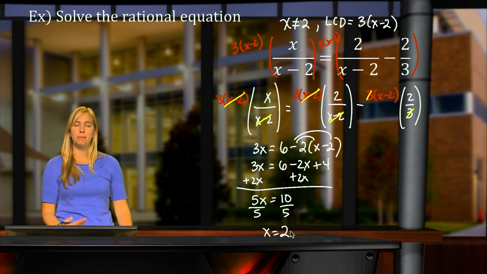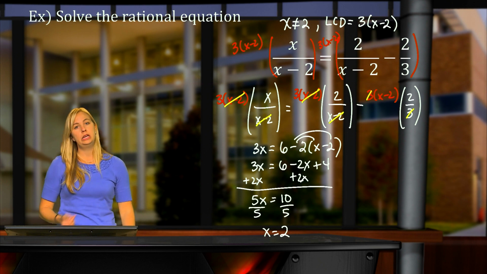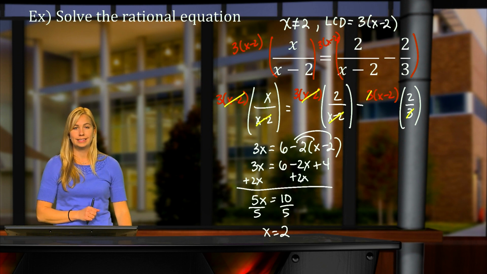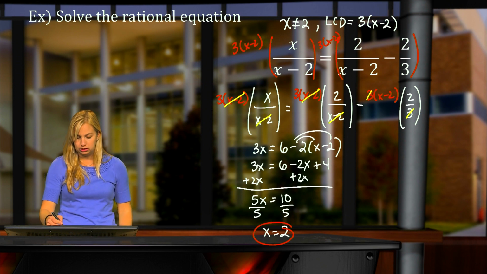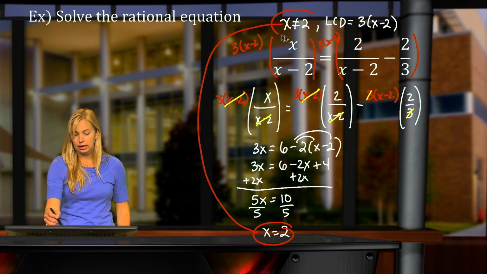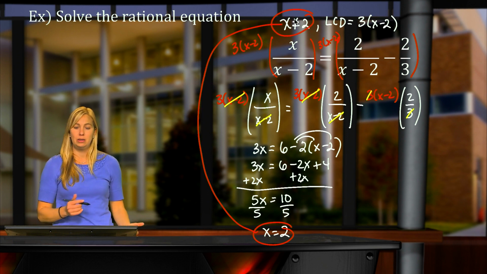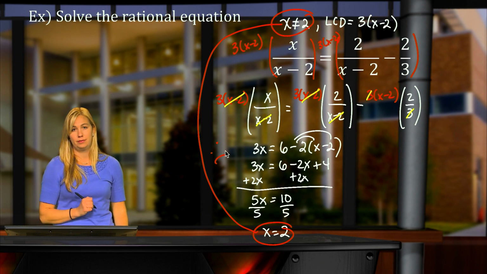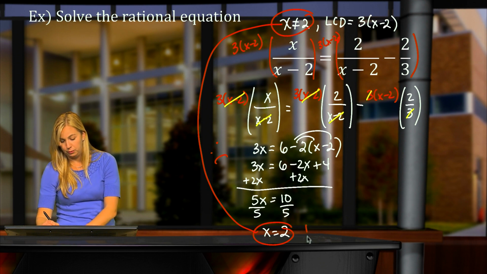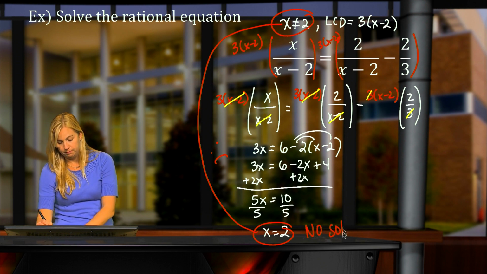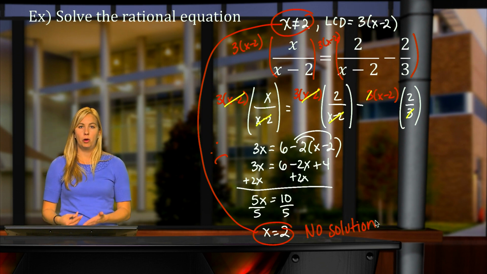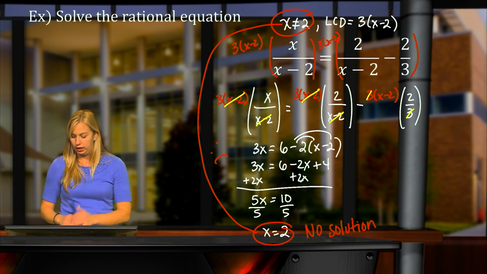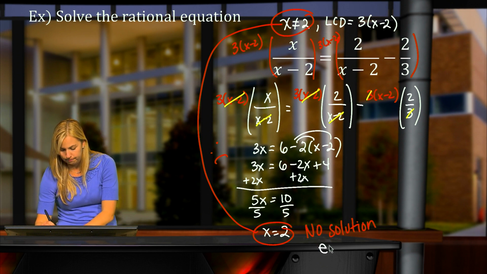Again, in this problem, because we had restrictions, we need to make sure that we check our solution against our restrictions. If you look, our solution of x equals 2 is the same as our restriction that x cannot equal 2. This makes us very sad. In this case, we have no solution. Now, this example, x equals 2, is what we call an extraneous solution. Let's write that down.